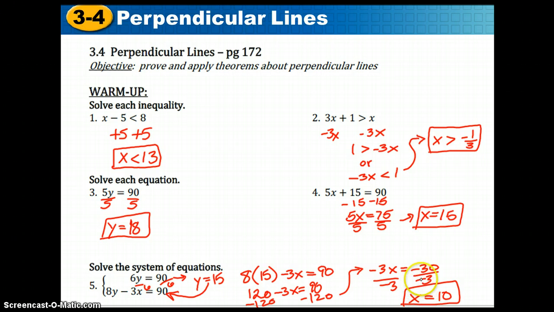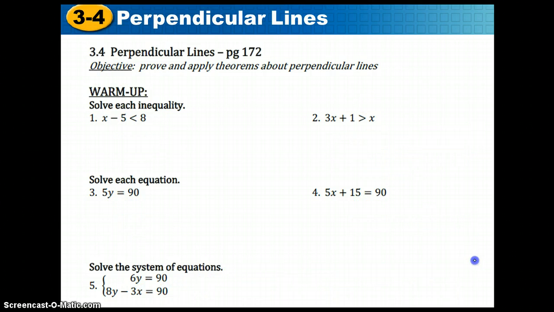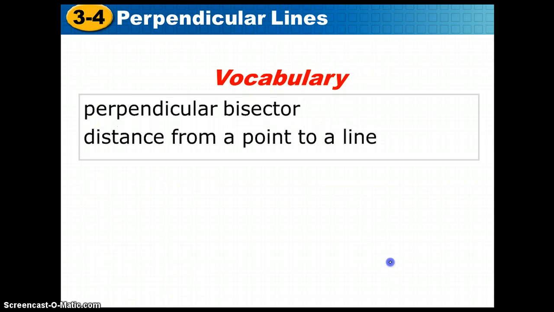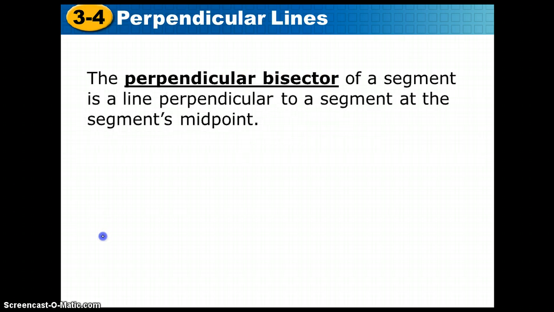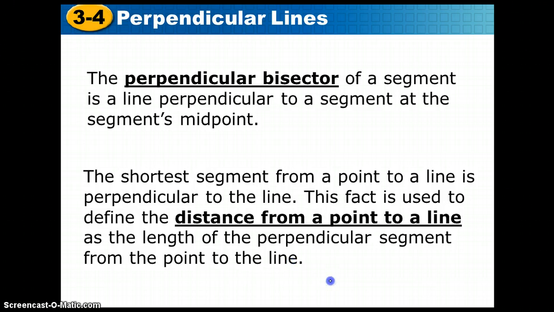We will use some of this algebra throughout today's lessons. So let's go ahead and get started. Today's vocabulary will cover perpendicular bisectors and the distance from a point to a line, as well as some theorems that we look at. These are the definitions that you should have for perpendicular bisector and distance from a point to a line. A perpendicular bisector of a segment is a line perpendicular to a segment at the segment's midpoint. And the distance from a point to a line is the length of the perpendicular segment from that point to the line.